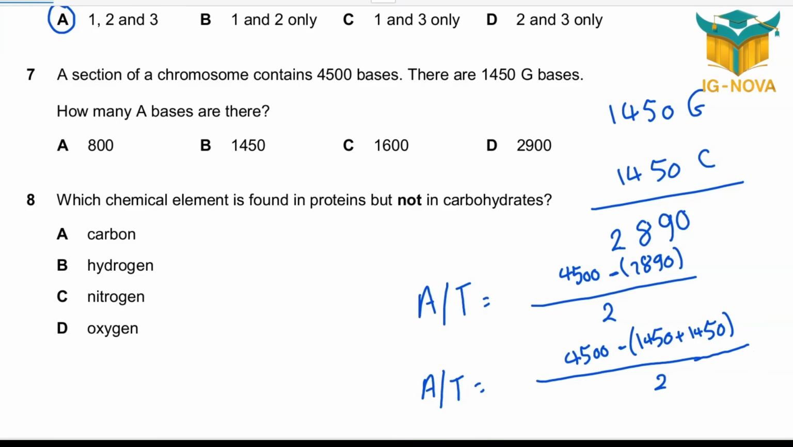Let me tell you what each one tells. A slash T, because A equals T. 4500, this is the total. 2890, both G and C, I just counted. And here I just give details, okay? 1450 each one. Divided by 2 because I need either A or T. Let me use my calculator. You can pause the video and use your own calculator. Equals 800, so option A.